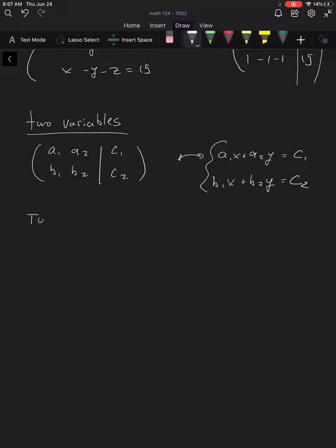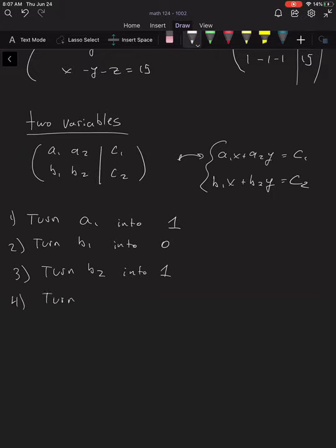Let's turn A1 into 1. This will be the first step. The second step will be turn B1 into 0. And then the next step, turn B2 into 1. And then the next step after that would be to turn A2 into a 0. So notice that if we did that, we would have the 1, 0, 0, 1, but we want to do it in this exact order.